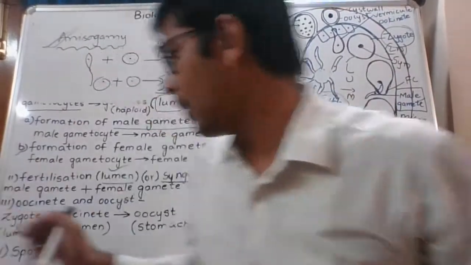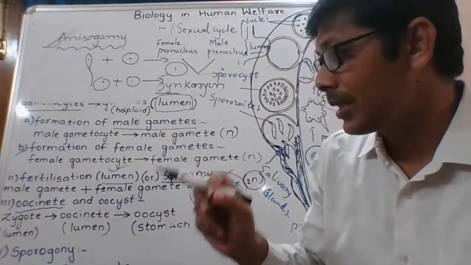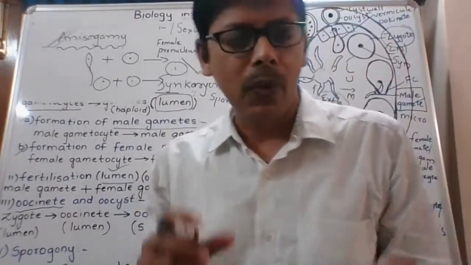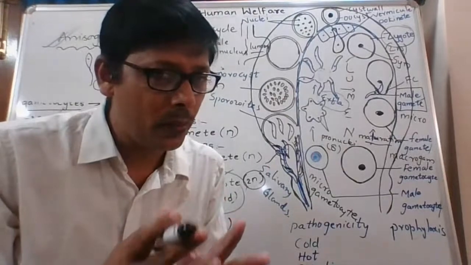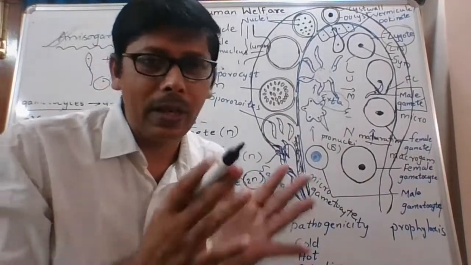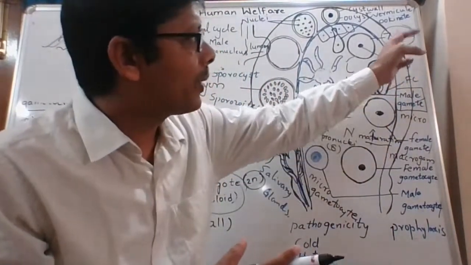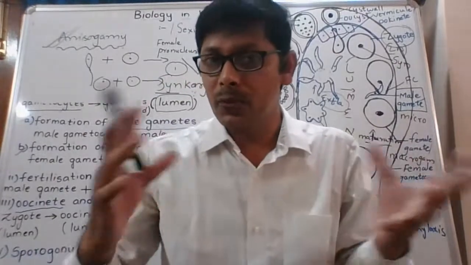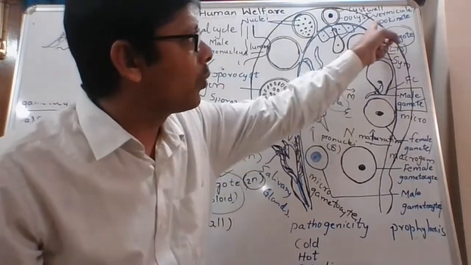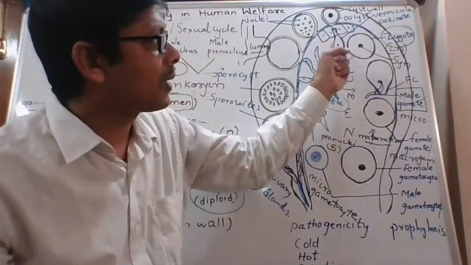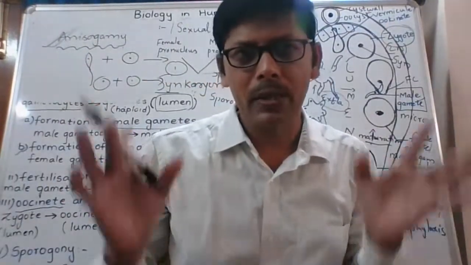Now the side heading here: Formation of ookinete, O-O-K-I-N-E-T-E, ookinete. Formation of ookinete after a period of 18 to 24 hours. After fertilization, until 18 to 24 hours the zygote remains as it is. Now what happens is the zygote transforms its shape. It becomes long, slender, a vermicule, a worm-like structure. This motile structure is called ookinete or vermicule.